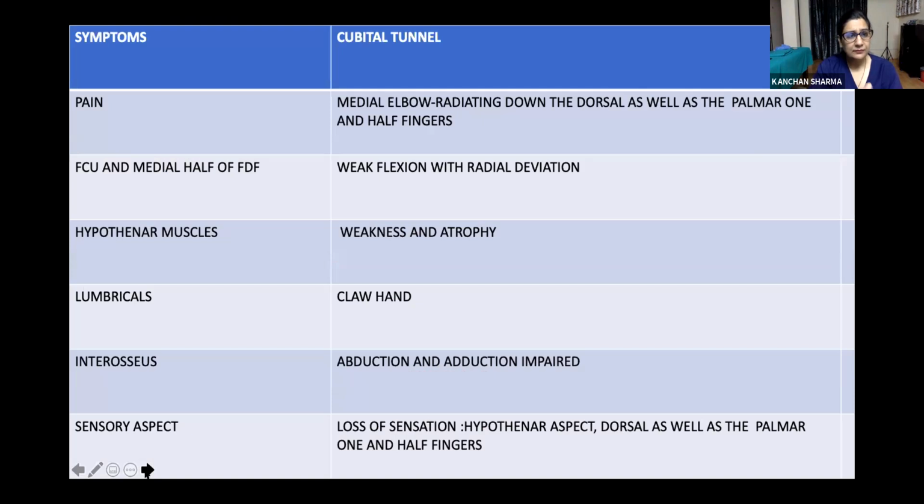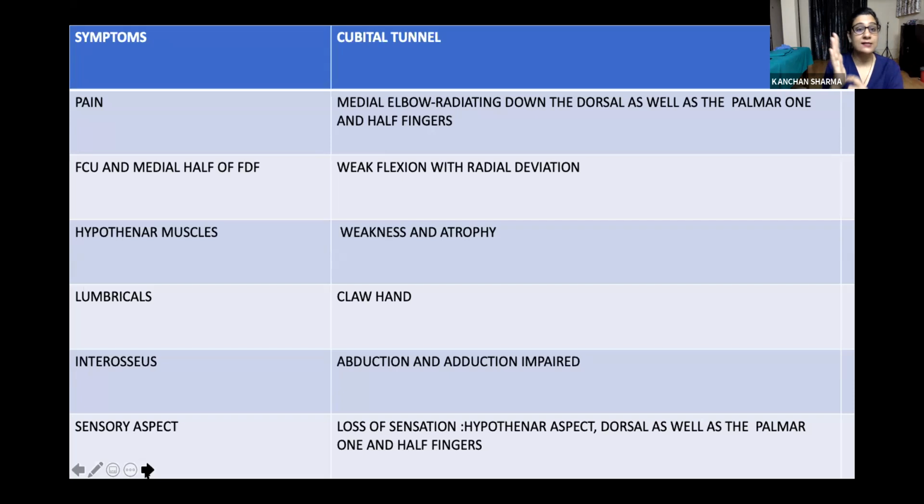Fine. So again, let us revise the cubital tunnel. How will be the presentation of the pain? Pain will be on the medial side, radiating to almost 1.5 fingers. Then you're going to have weakness of your flexor carpi ulnaris. So what will happen if flexor carpi ulnaris is not working? You will have deviation of your wrist towards the radial side.